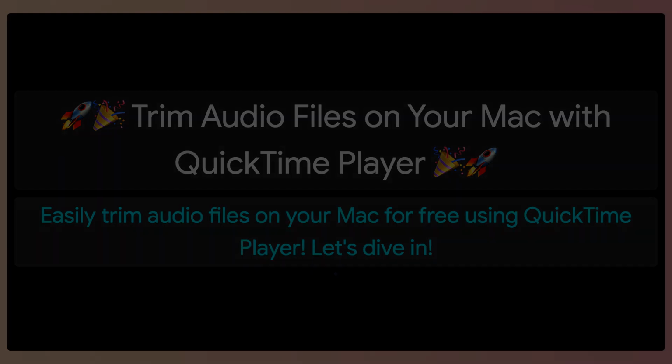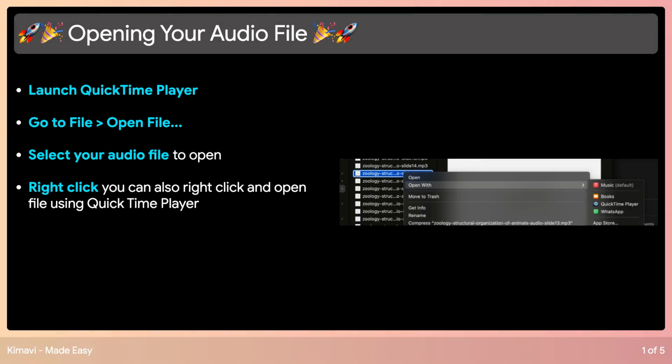Let's get started. To get started, launch QuickTime Player on your Mac. Then, navigate to the top menu and click on File, followed by Open File. This will allow you to select the audio file you want to trim. Once you've chosen your file, it will open in QuickTime Player, ready for editing.